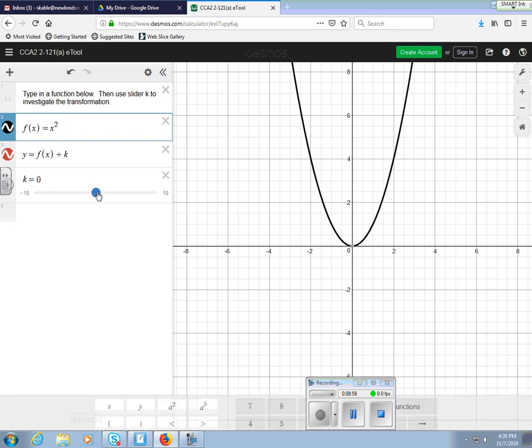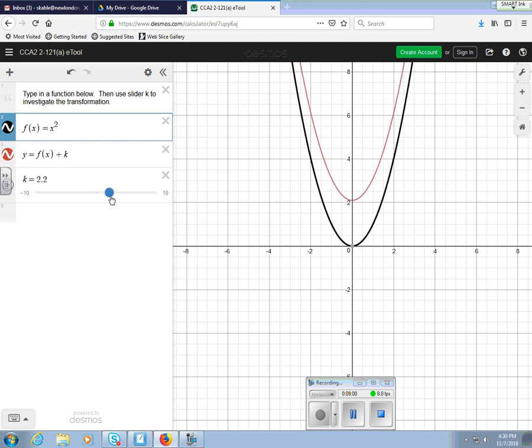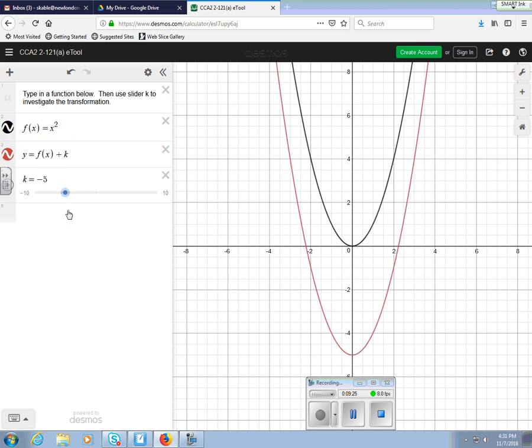So with my red one, let's again say I'm changing it more positive. Notice that the k value is moving it up. And again, if I go with a negative number, it's going down. So again, it's not moving left or right. If I'm putting a positive number in there, it's going to shift it up, and if it's a negative number, it's going to shift it down.